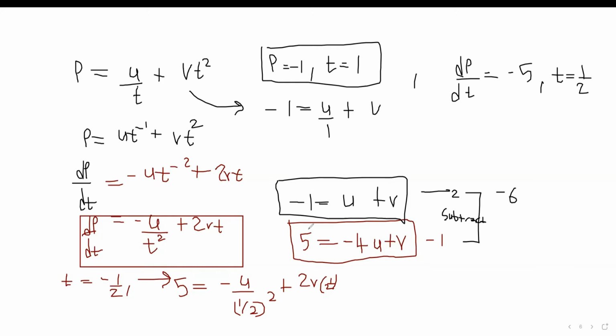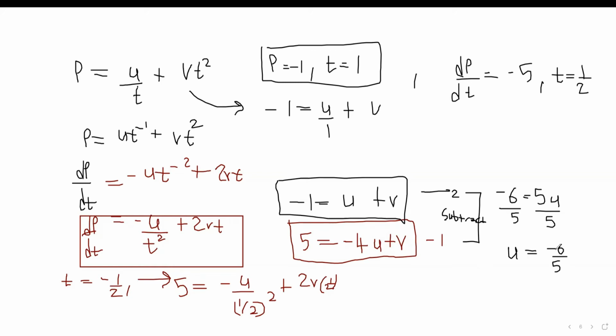So we get minus 1 minus 5, that's minus 6. U minus minus 4U, minus and minus become plus, so that becomes 5U. And V minus V is gone. So I divide both sides by 5, and I end up getting U equal to negative 6 over 5. That's U, negative 6 over 5.